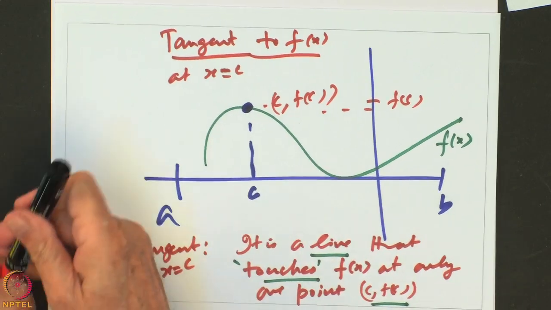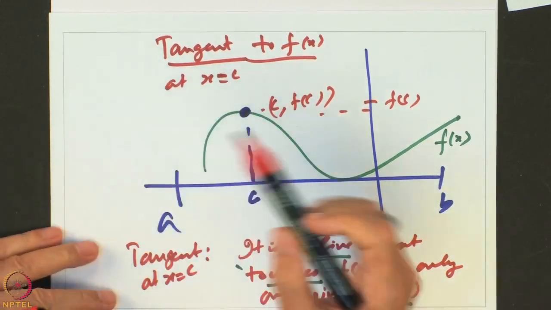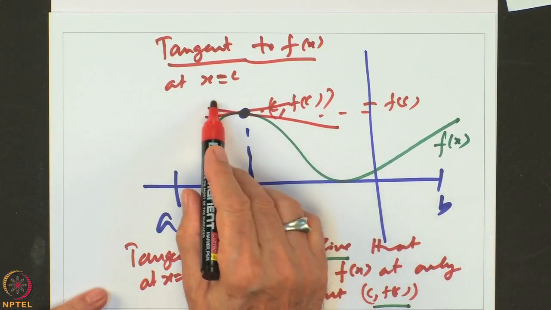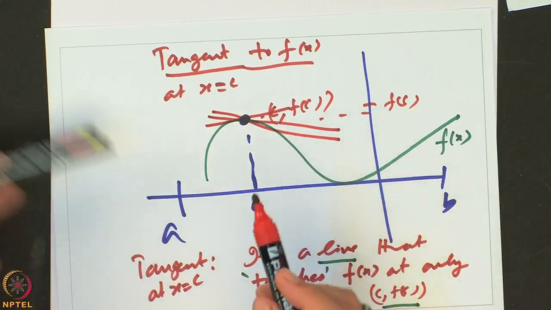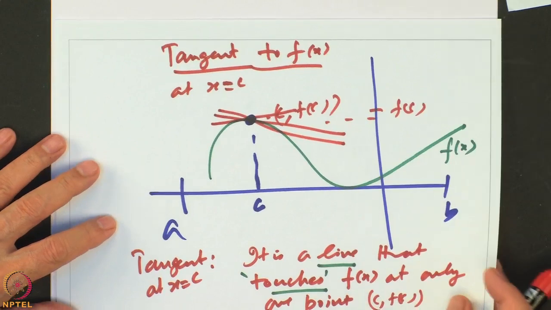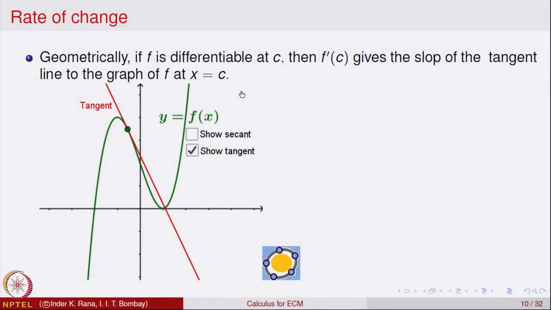So, can we say that this is the tangent line, or this is the tangent line, or this is the tangent line? Which line is the tangent line to the graph of the function? To understand that, we do the following.